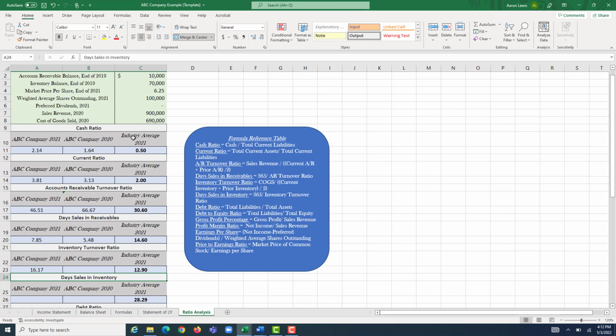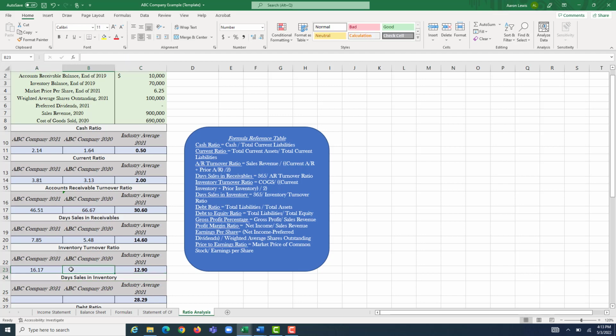Companies have an average level of inventory on hand. If they're a retailer, it's how much it takes to fill your shelves at any one given time. If you are a manufacturer, it's how much you have sitting in your warehouse that's completed and sitting in finished goods inventory on average at any one given time. That amount, that average level of inventory, ABC Company during 2021 sold it about 16.17 times during the year.